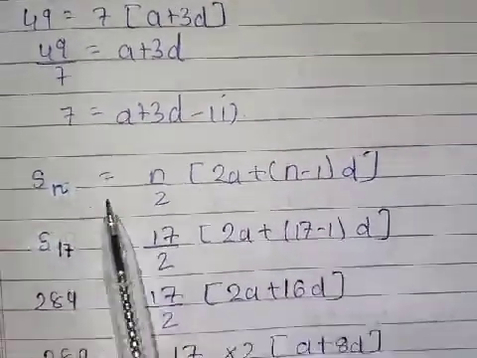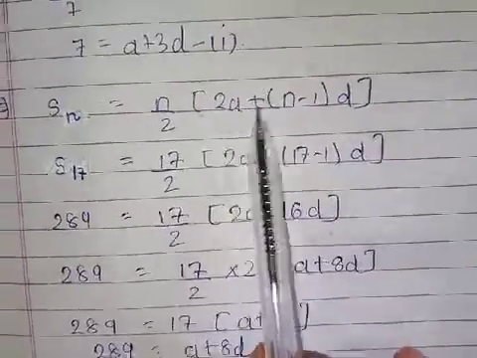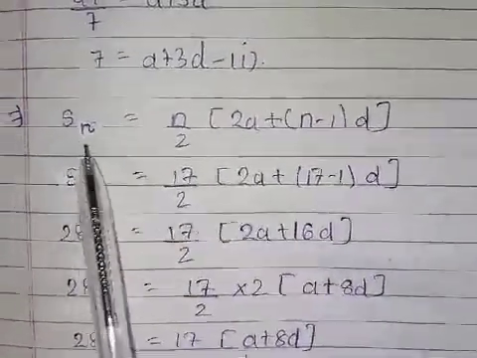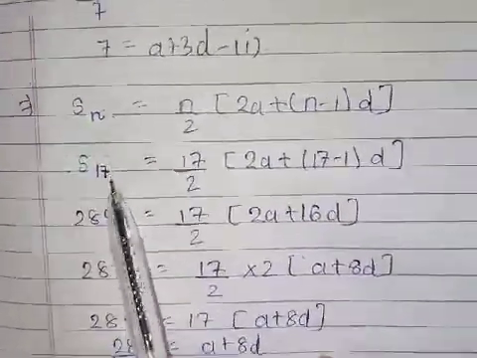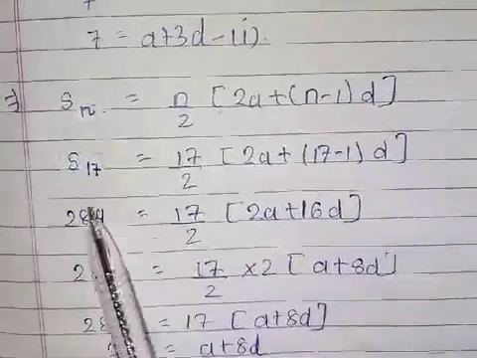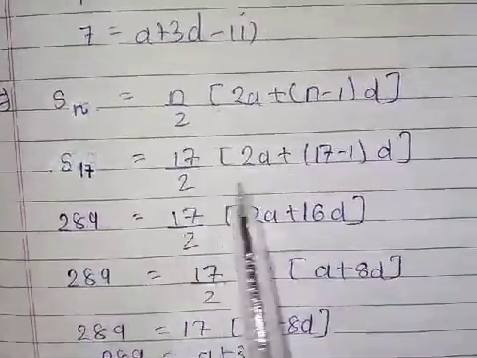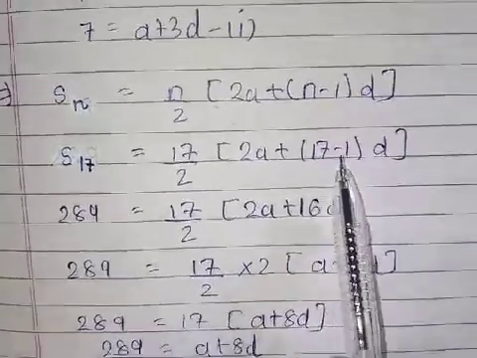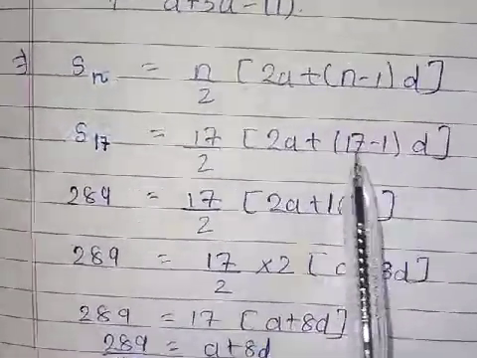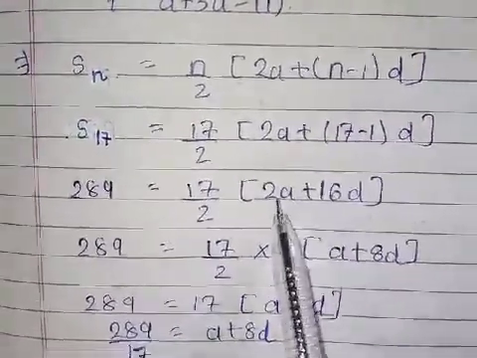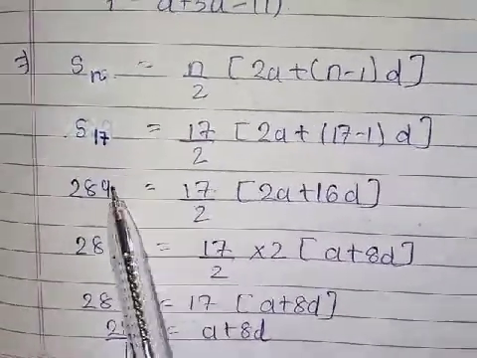Now Sn is equal to n by 2 into (2a + (n minus 1) into D). What is given as S17? S17 is 289. So S17 is equal to 17 by 2 into (2a plus (17 minus 1) into D), that is 16D, is equal to 289.